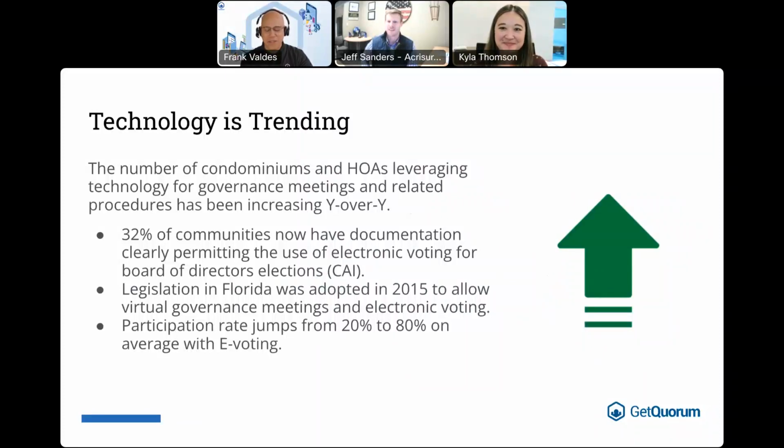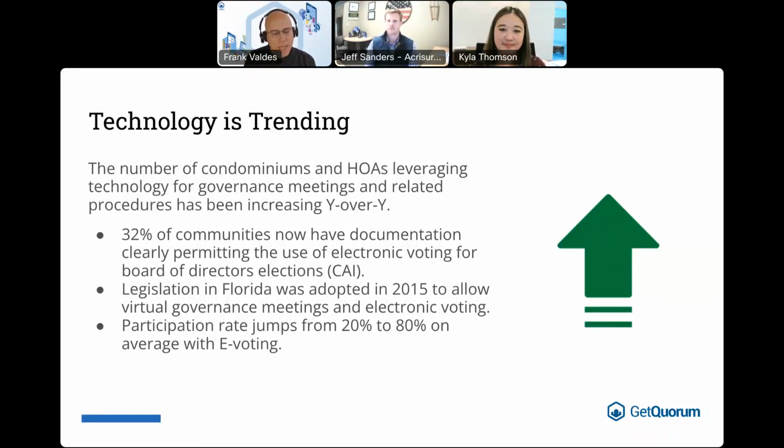But certainly there's absolutely some options here. So good news, folks, right? We're going to make sure this presentation today isn't too down and dreary. Technology is trending. There are options out there, as Kyla just mentioned, right? A number of condos and HOAs, based on some of the CAI statistics that we have pulled, is increasing year over year. And they're leveraging governance-related technology, not only for electronic, obviously, notices, but also for electronic voting as well.